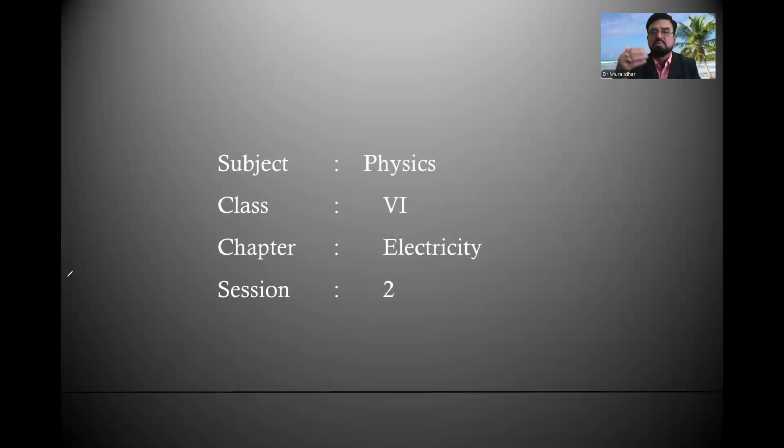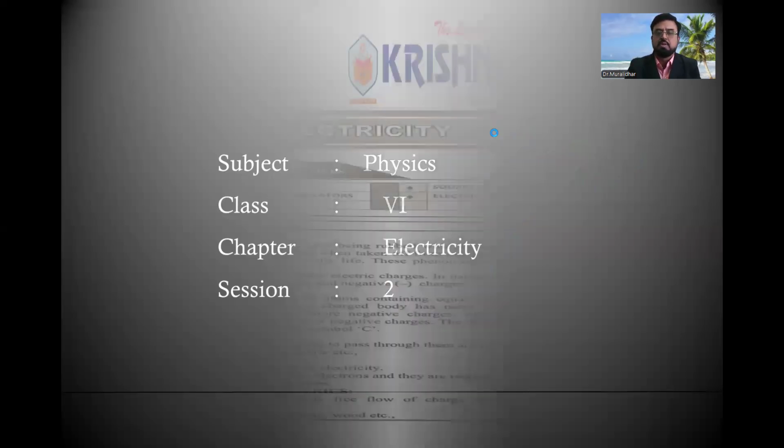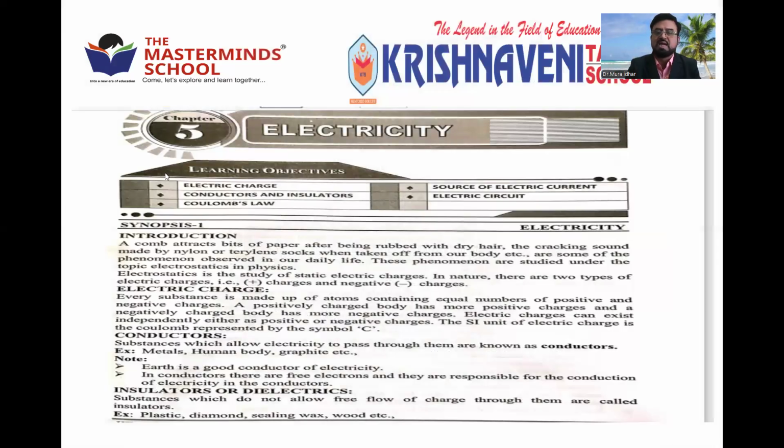There are 2 types of charges. One is positive charge, the other is negative charge, right? So we have seen what electric charge is, and electric charge is measured in units called coulomb. Coulomb is the unit for electric charge, named after the scientist Coulomb, right? And after knowing about the charge, we learned about conductors, insulators, and semiconductors.